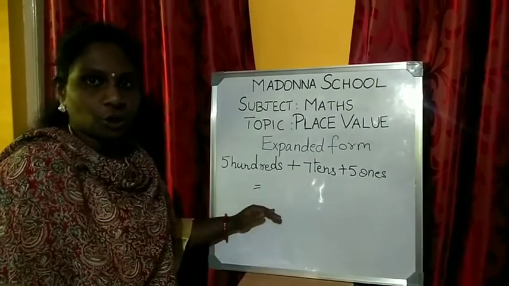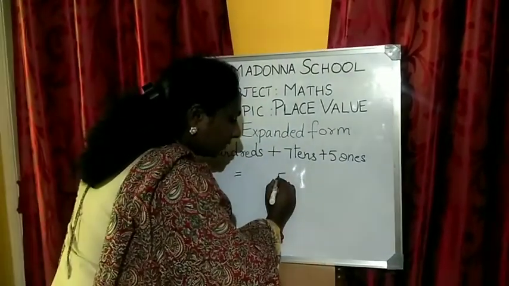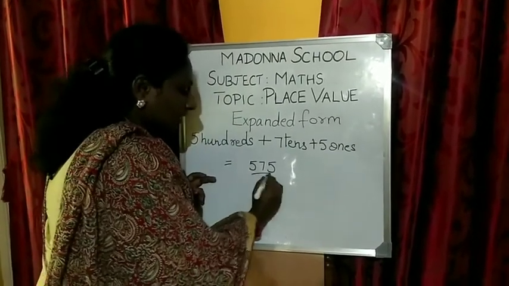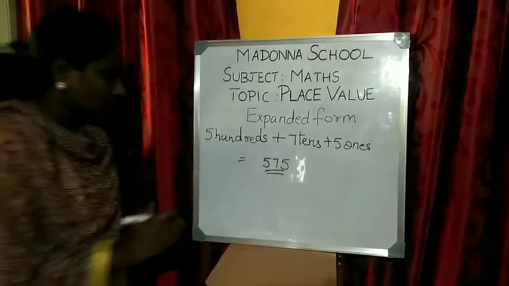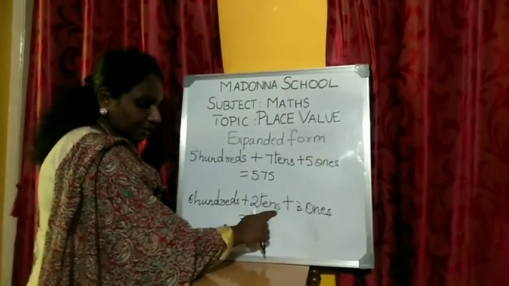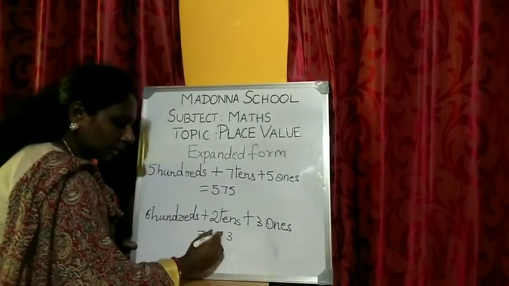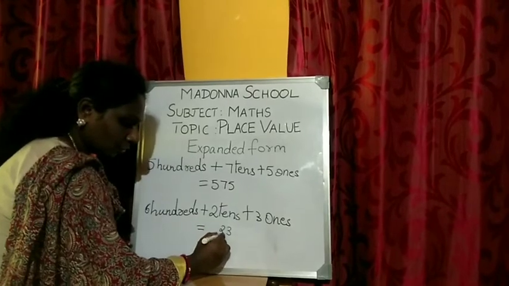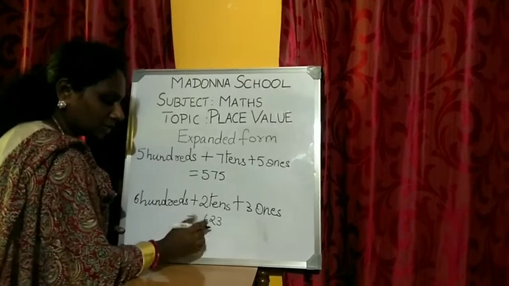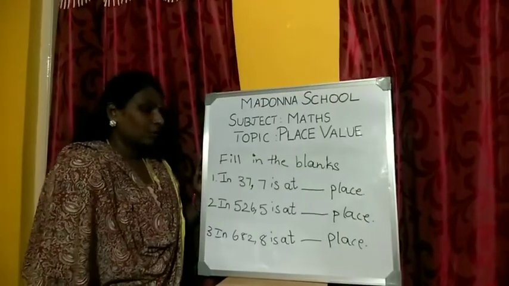You will change it to the short form. So what is the number here, children? 5 ones, 7 tens, and 5 hundreds. So it is 575. The next example is 600 plus 2 tens plus 3 ones. So 3 in ones place, 2 in tens place, 6 in hundreds place, so 623. What is this number, children? 623. Now we'll see a few fill in the blanks.